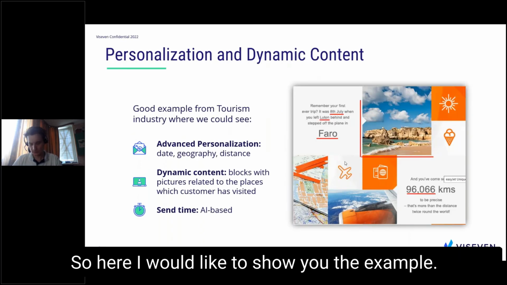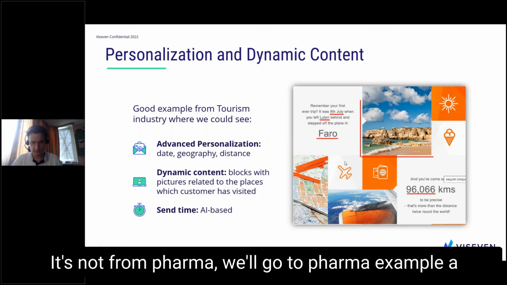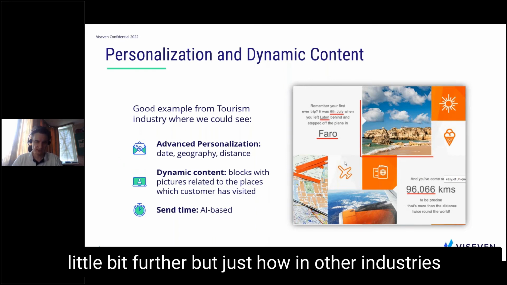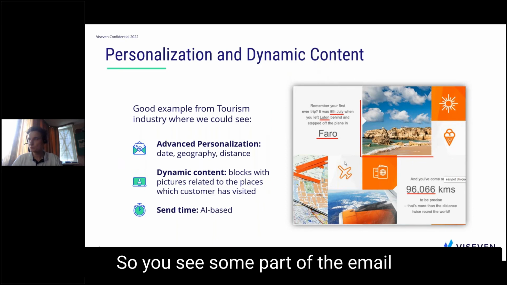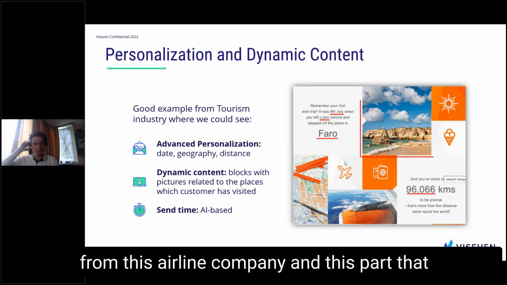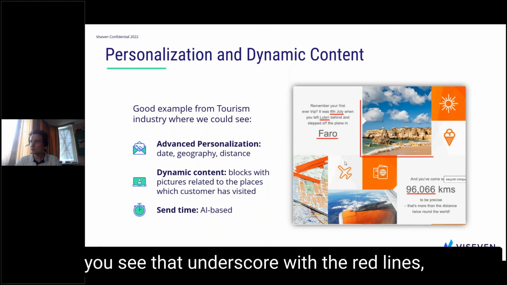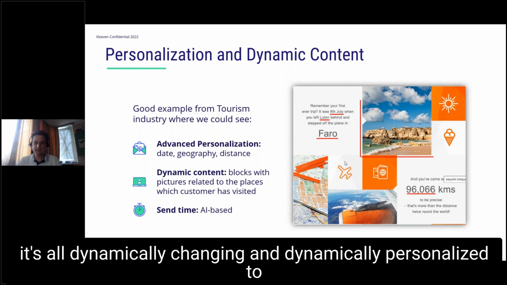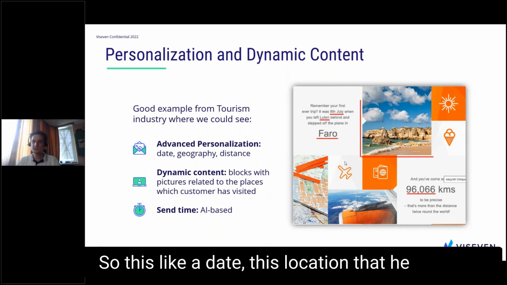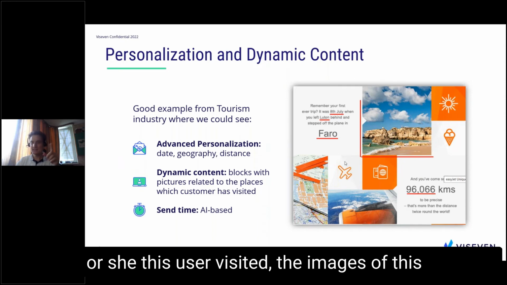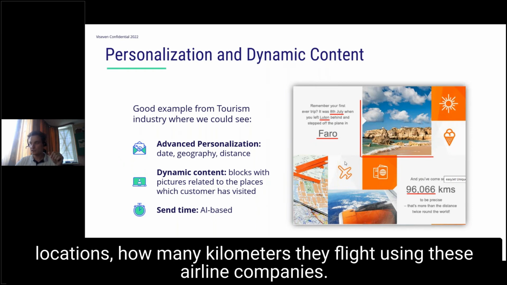So here I would like to show you an example. It's not from pharma. We'll go to a pharma example a little bit further, but first, how other industries, which are more mature than pharma in this sense, personalize their campaigns. You see part of an email from this airline company, and the parts underscored with red lines are all dynamically personalized for each particular subscriber at the time of sending. So this is a date, the locations that he or she visited, the images of these locations, how many kilometers they flew using this airline company.